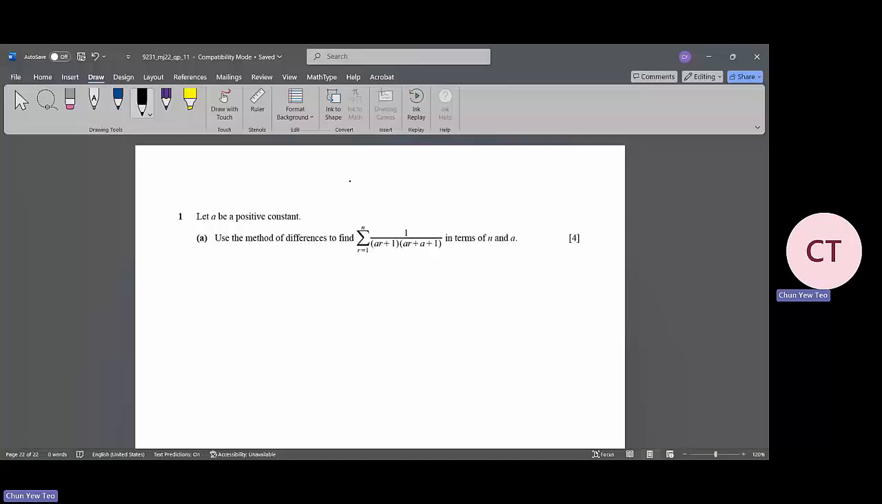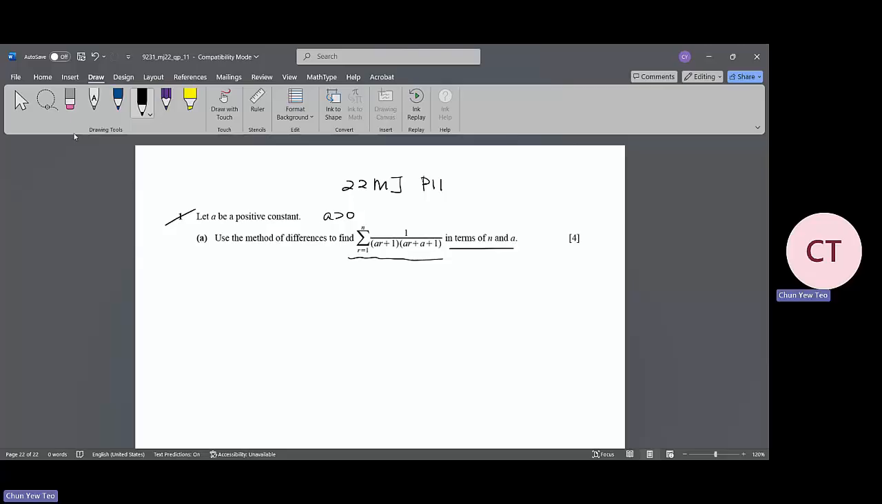For the Pure Mathematics paper 1, 2022 May/June, paper 11. Let's take a look at the first question. For question 1, let A be a positive constant. So A is positive. Use the method of differences to find the sums over here in terms of n and A.